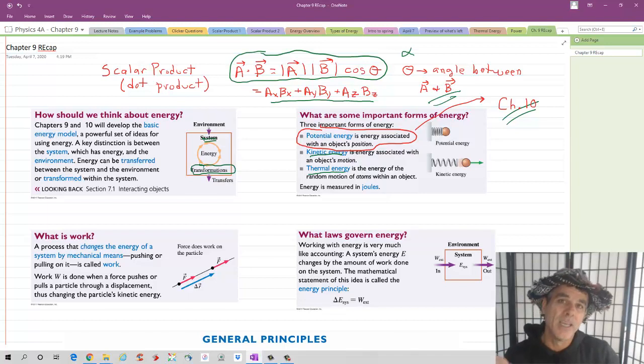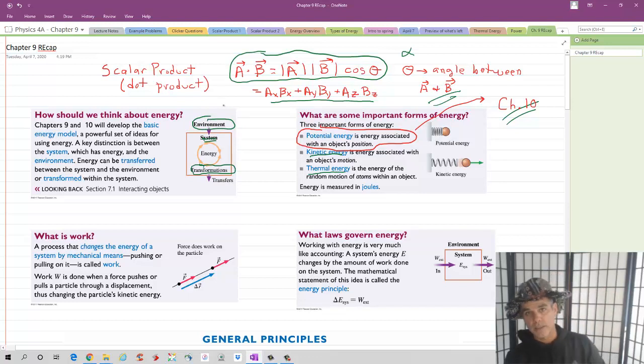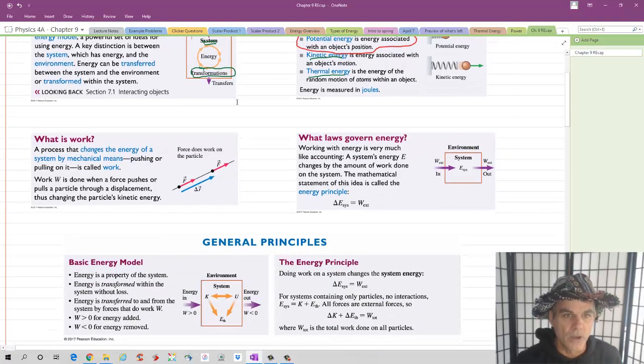On the other hand, if I do work on the system from something outside the system, so the environment, this is everything that's not the system. If the environment does work on the system, it will transfer energy either to the system or out of the system. If the environment does positive work, the energy of the system increases. If the environment does negative work, the energy of the system decreases. So work is just a way of transferring energy from one object to another.